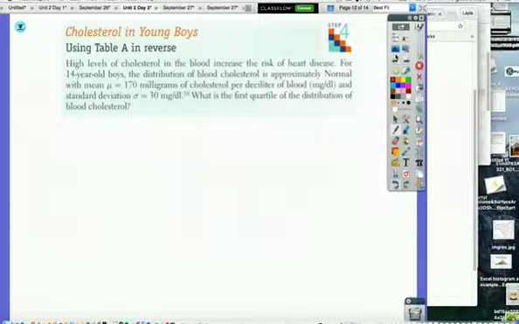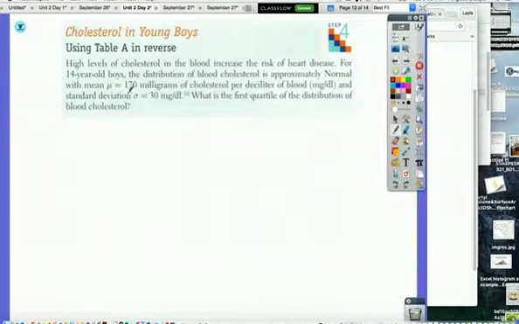All right, another example has to do with cholesterol in young boys. This time we are going to use Table A, the standard normal table, in reverse. It tells us that high levels of cholesterol in the blood increase the risk of heart disease. For 14-year-old boys, the distribution of blood cholesterol is approximately normal with a mean of 170 milligrams of cholesterol per deciliter of blood. And so it gives you that conversion here, mg over dl.